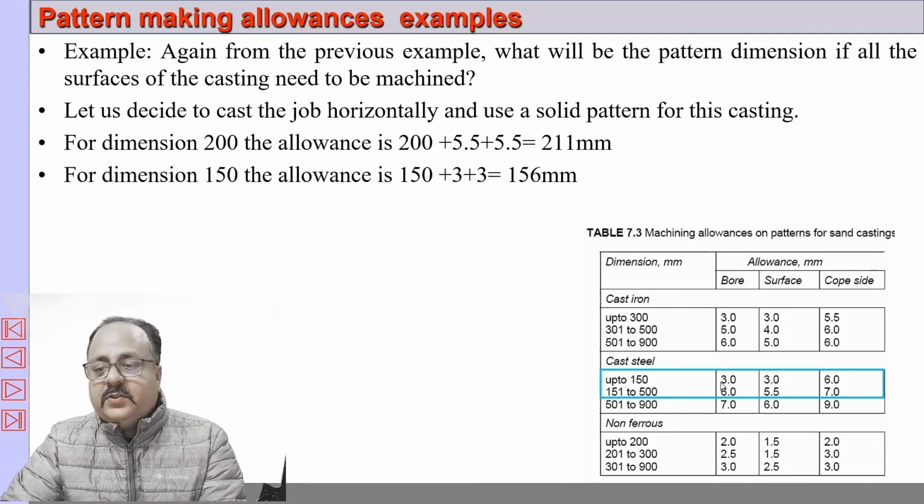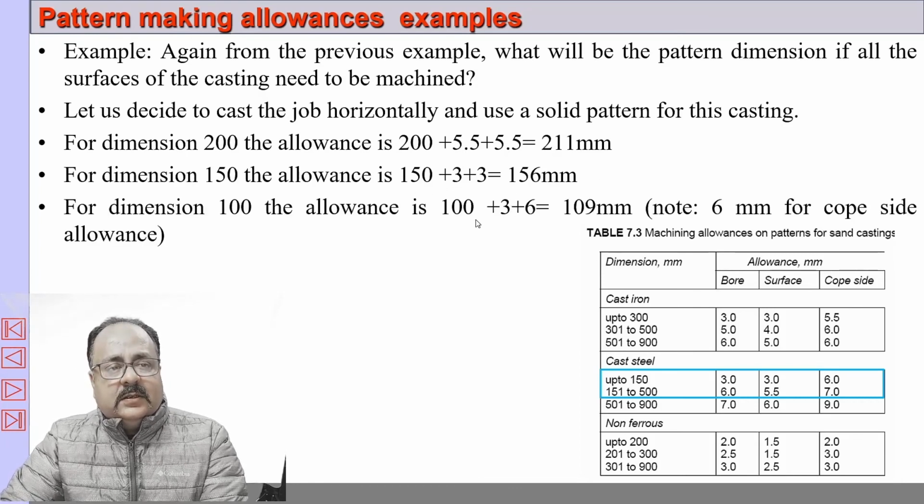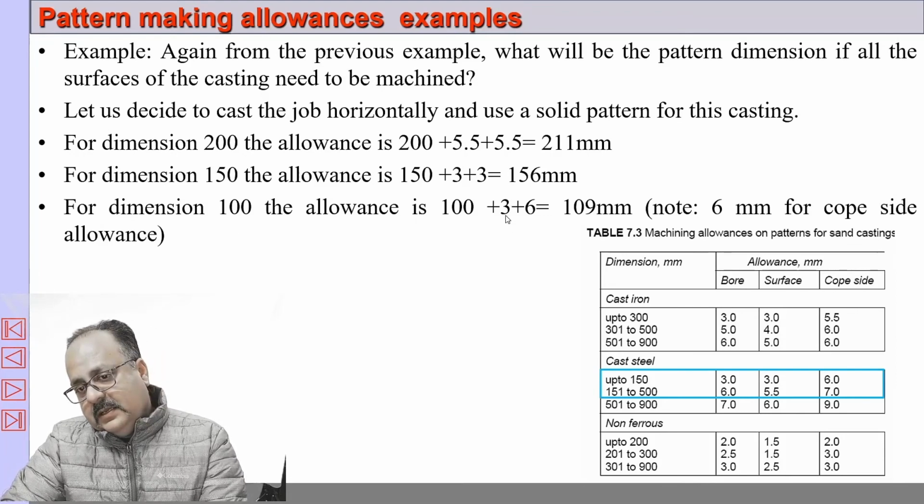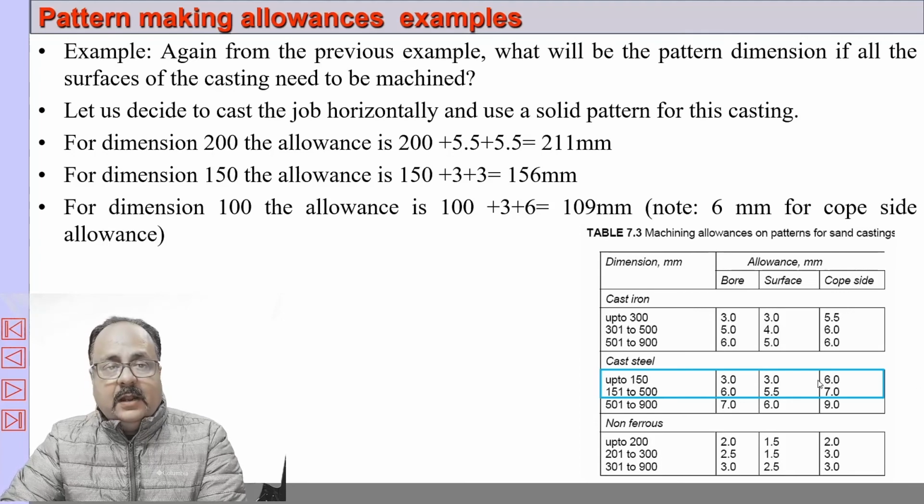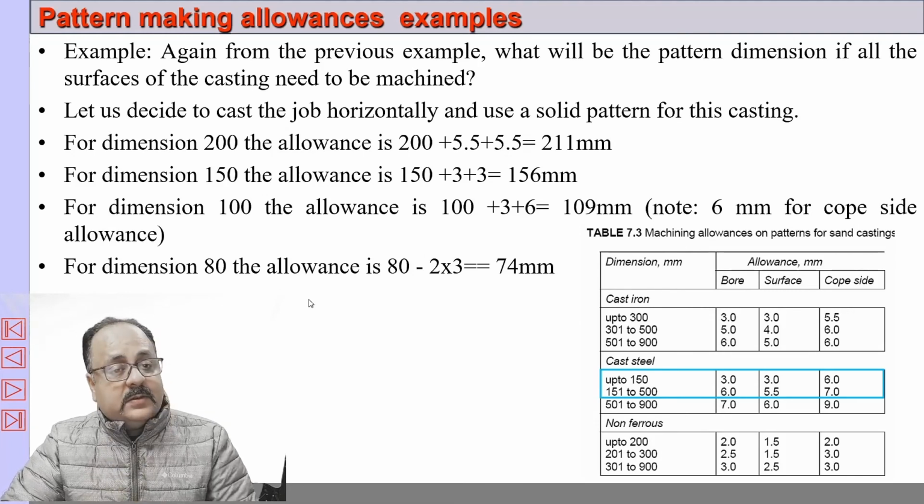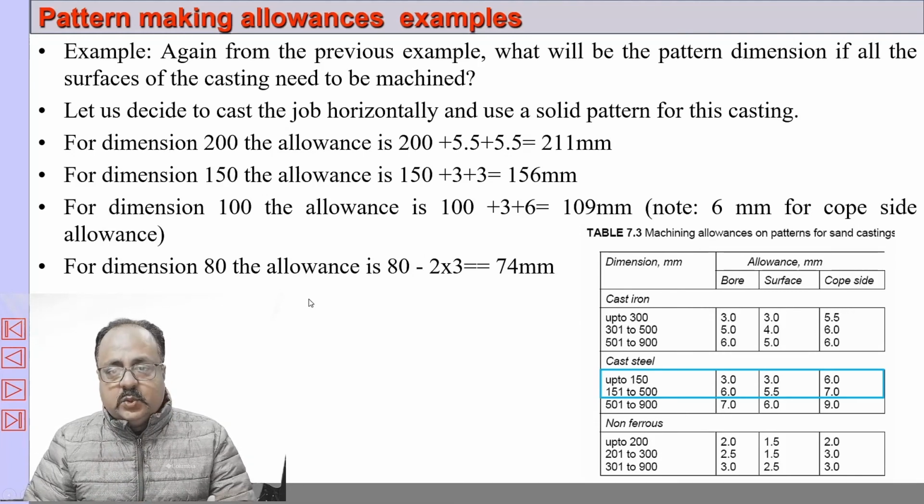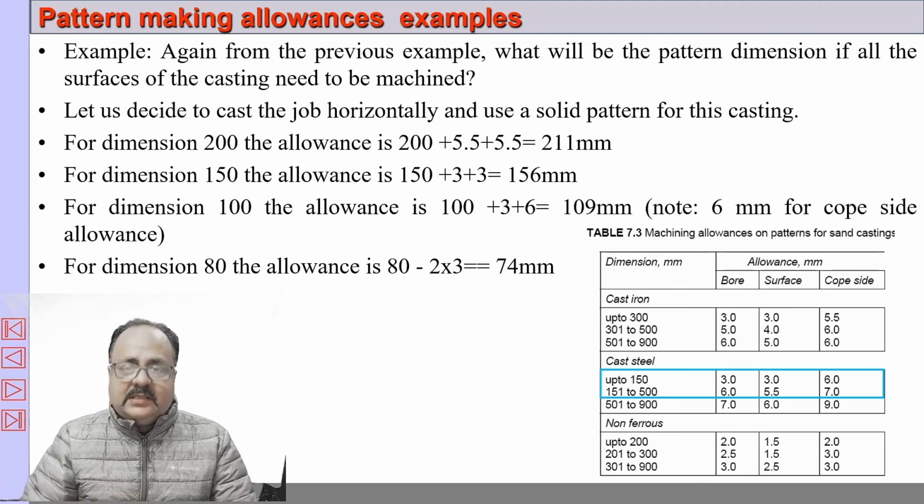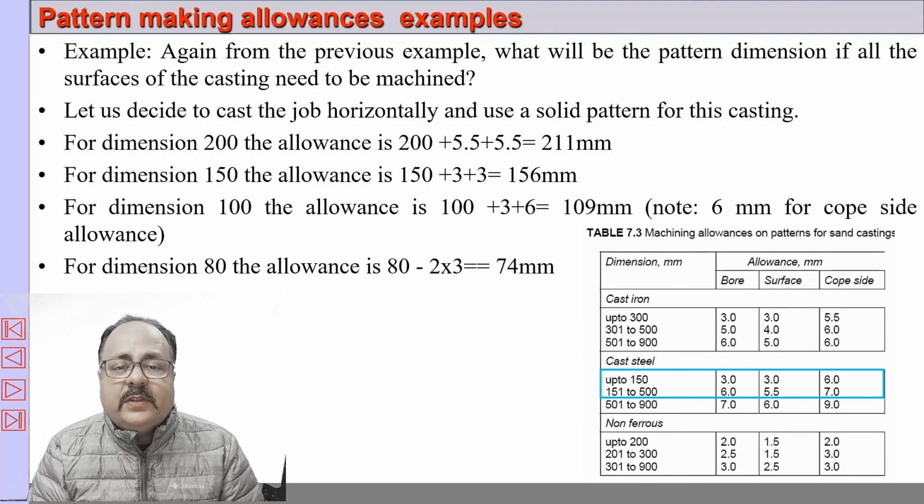Inside hole, so it is 150, sorry, 150, it is 3 mm surface. So with 3 mm, it's 156. For dimension of 100, one side is 3 and the other side is 6, because top side, I'll tell you how. And this will be a negative allowance because the diameter has to be less, so that you can machine and increase the diameter of the hole.